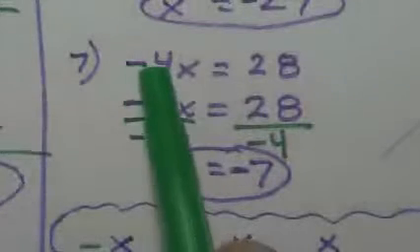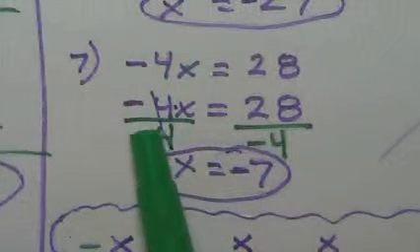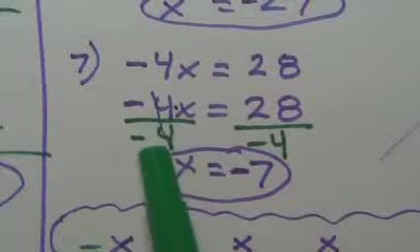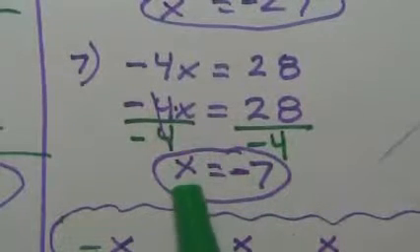Here's another one. I have negative 4 times x. It's times, so I must divide. Divide by the same number, and we get the variable by itself.